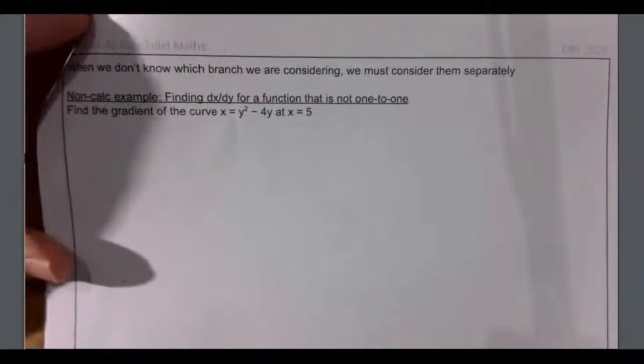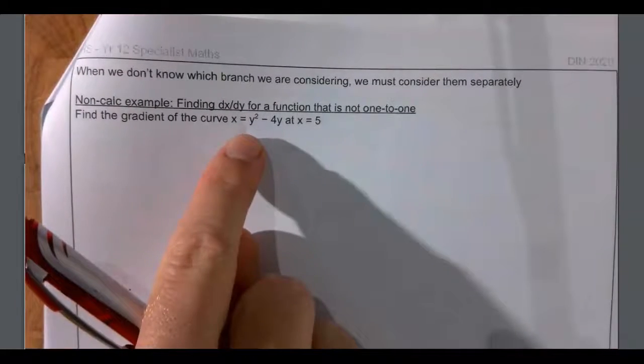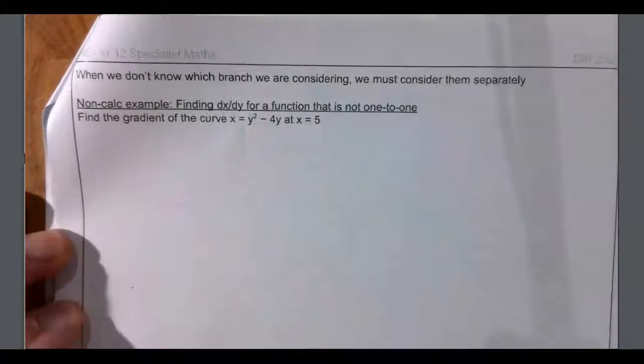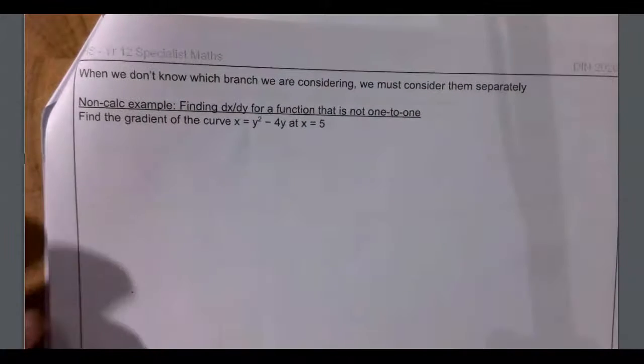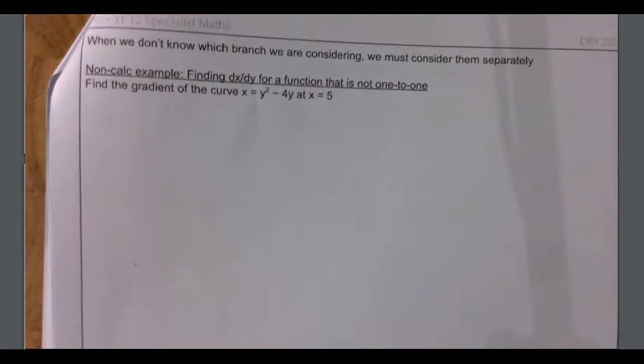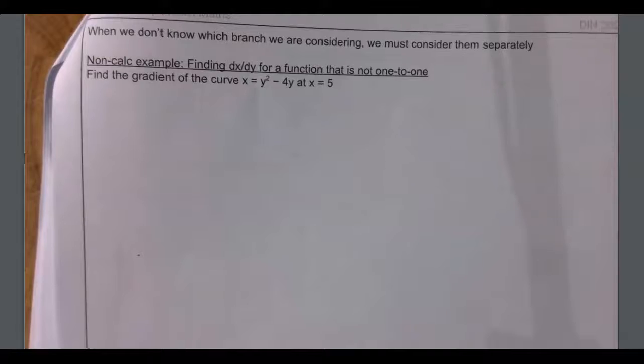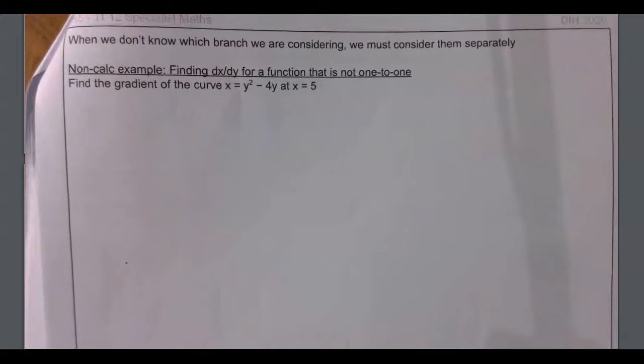But flipping over, on the reverse side, we have the same function, x equals y squared minus 4y, but this time we're interested in x equals 5. I want you to pause the video, have a quick go at analysing this situation and try and determine why it's slightly different from the point we just looked at. Off you go.